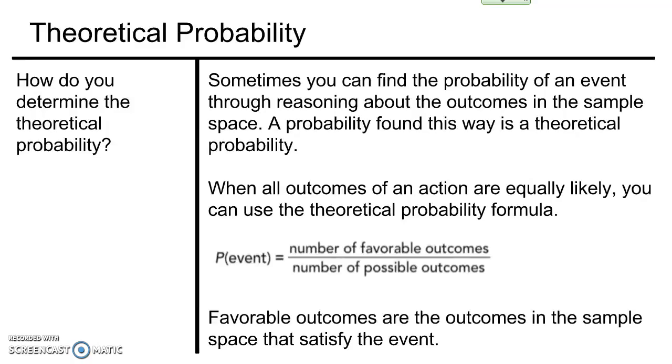All right, how do I determine the theoretical probability? You don't need to copy this entire thing. I do want you to copy this right here and the little formula, okay? How do I determine the theoretical probability? Sometimes you can find the probability of an event through reasoning about the outcomes in the sample space. A probability found this way is a theoretical probability. I guess we do need that because that's the definition. Sorry, y'all, I was trying to make it less, but oops.